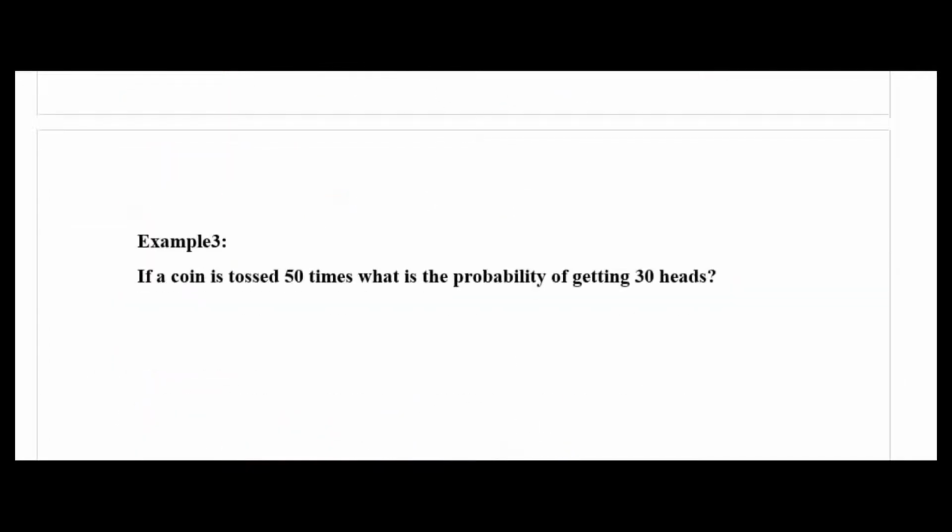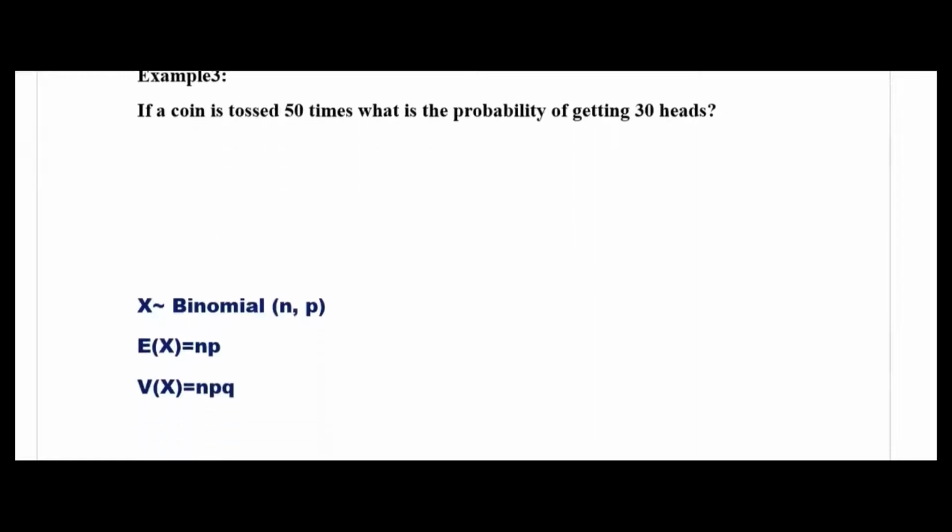Even if you are able to do it, if I change the question to 50 times, if a coin is tossed 50 times, what is the probability of getting 30 heads? Then you will not be able to do that. That's why we'll study binomial distribution. So you have to remember this one.